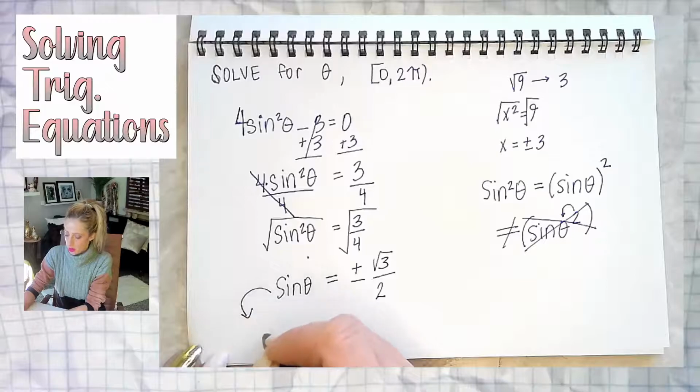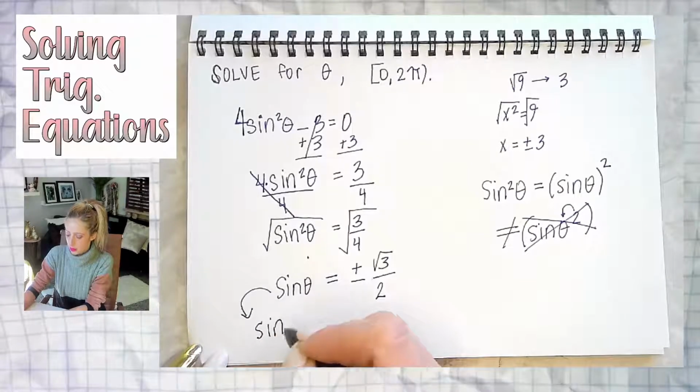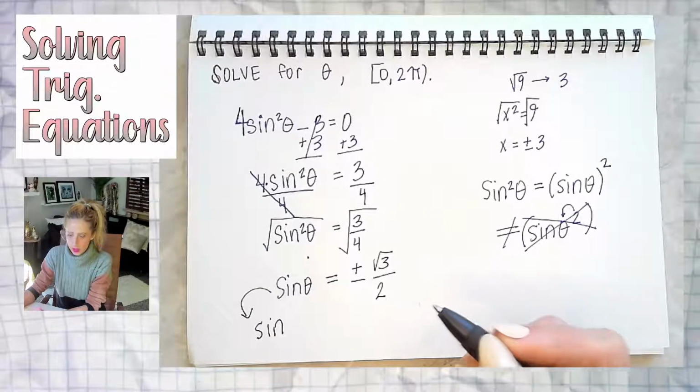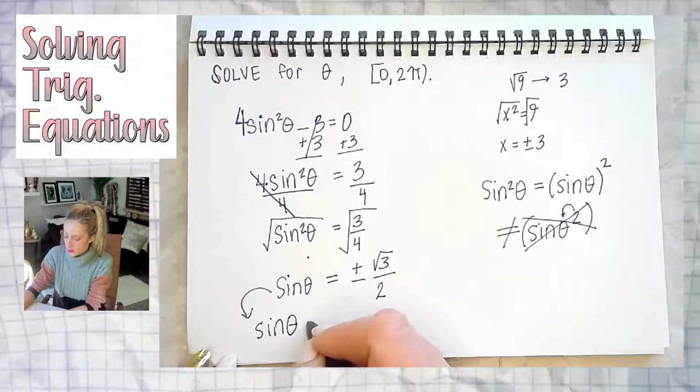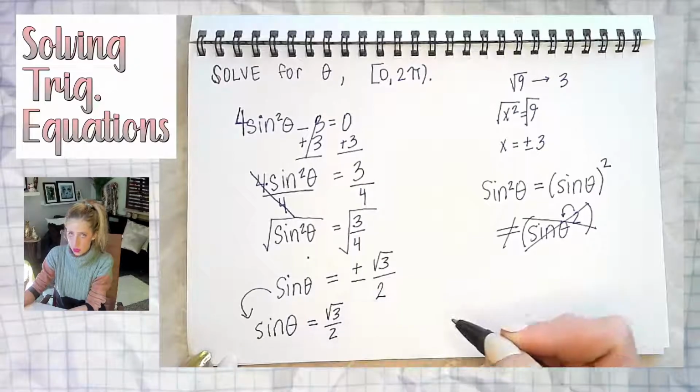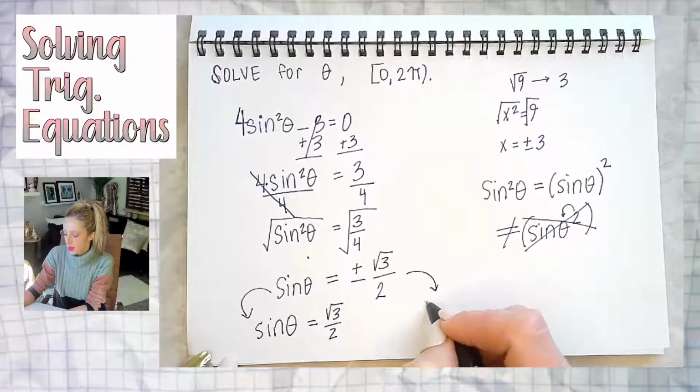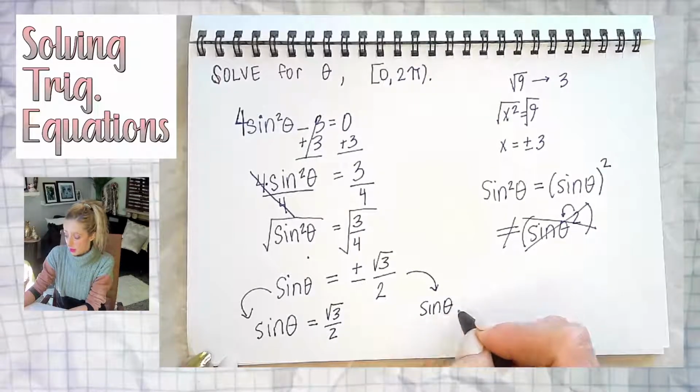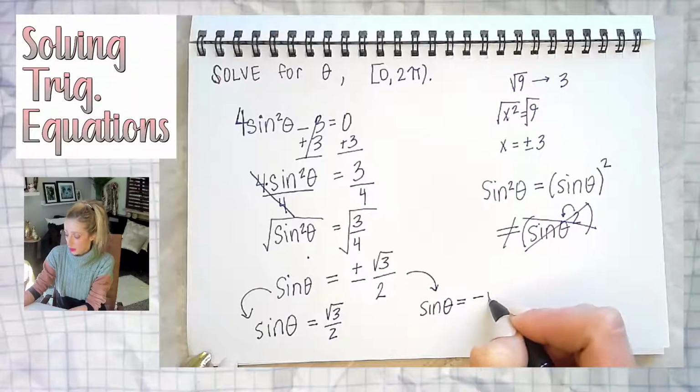I want to know the sine, opposite over hypotenuse, it relates more to the y values, of what angle equals positive square root of 3 over 2. And I want to know the sine of what angle is equal to the negative square root of 3 over 2.